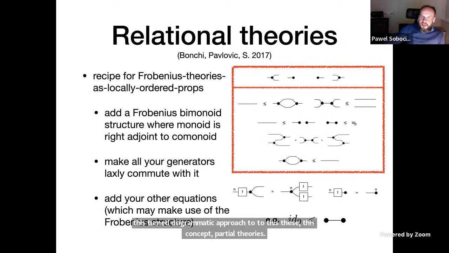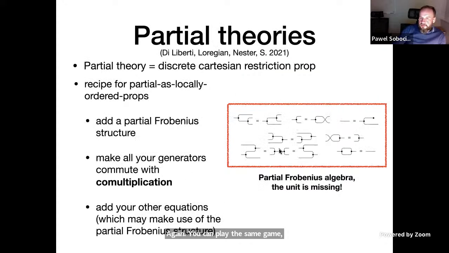Again, you can play the same game, generalizing further. Oh, by the way, here I should say one more thing. In the classical case, the paradigmatic universe for models is the category of sets and functions, which is a Cartesian category. Here, the paradigmatic category for the semantic universe is the category of sets and partial functions, which is a discrete Cartesian restriction category.